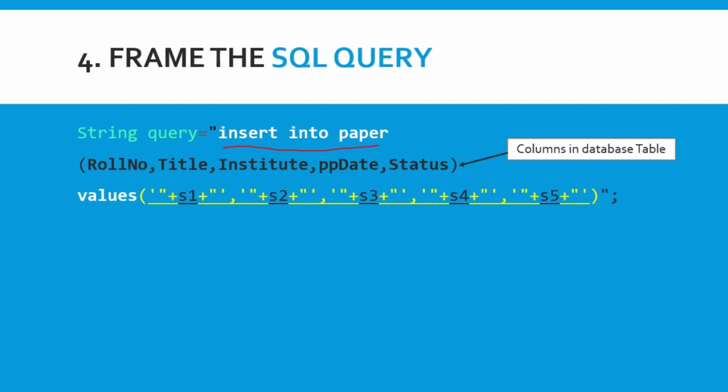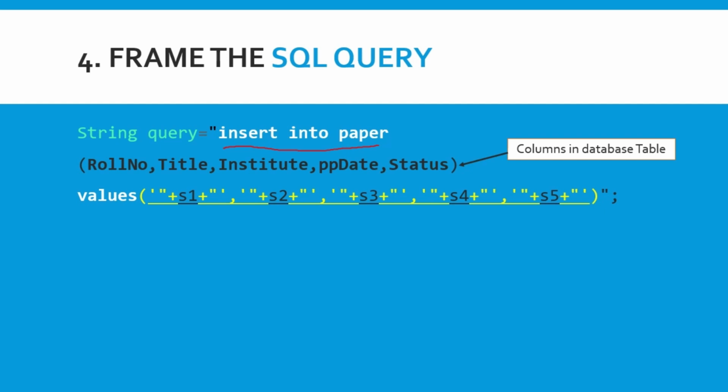So I have created this table in order to store the paper presentation details of the students. It consists of roll number, title of the paper, institute where the student has presented the paper, and then date of presentation, followed by status of the presentation, whether it is participation alone or prize one.